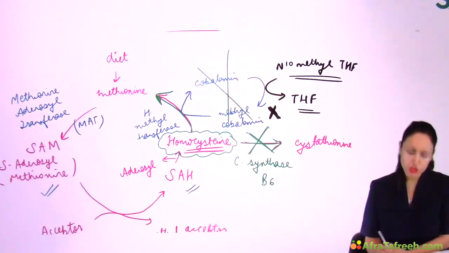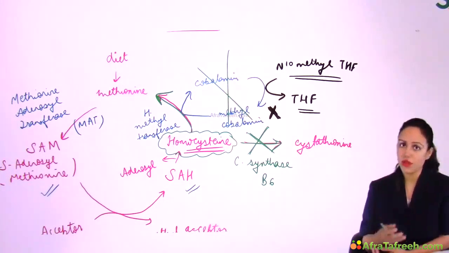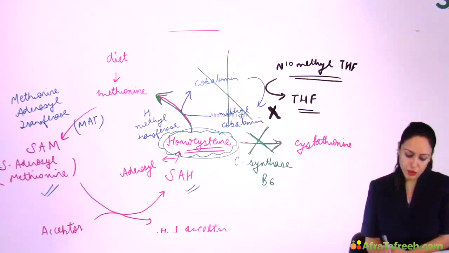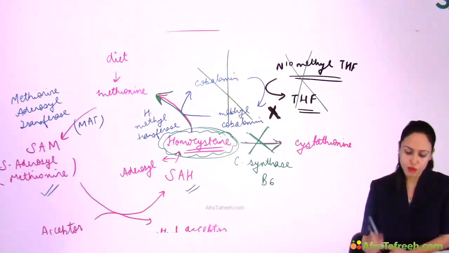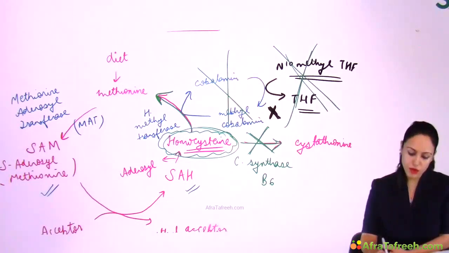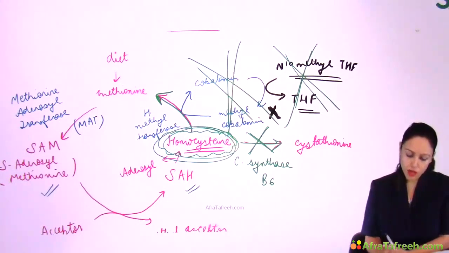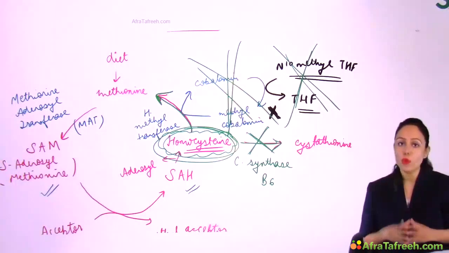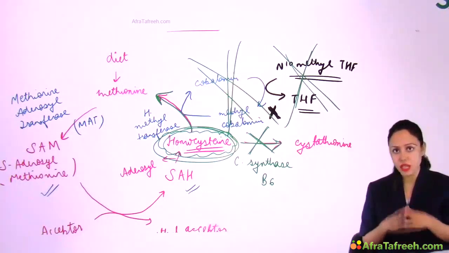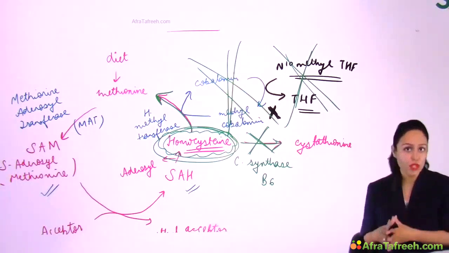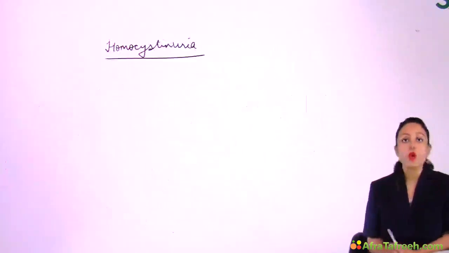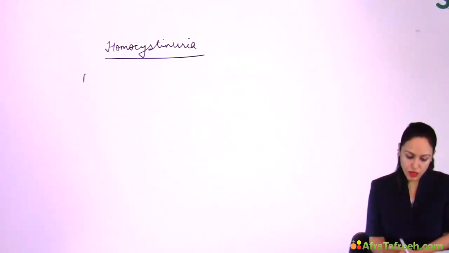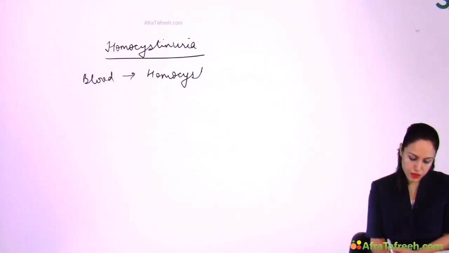In B12 deficiency also this reaction will not occur, so again homocysteine will accumulate. If B9 deficiency, that is folate deficiency, folate is deficient, this step will not occur, so again homocysteine will accumulate. So homocysteine accumulation occurs in case of B6, B9 or B12 deficiency, right? So let's see this topic, homocystinuria. Let me tell you, in blood what is increased in this case is homocysteine.